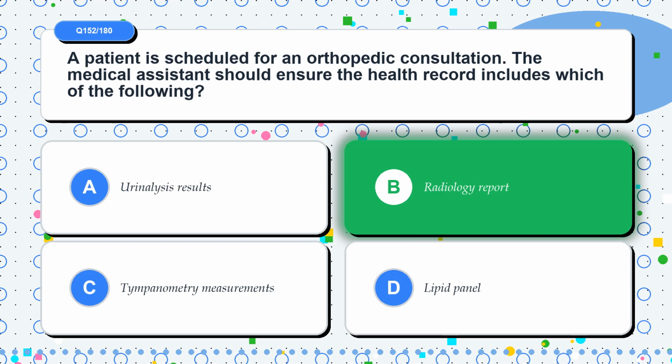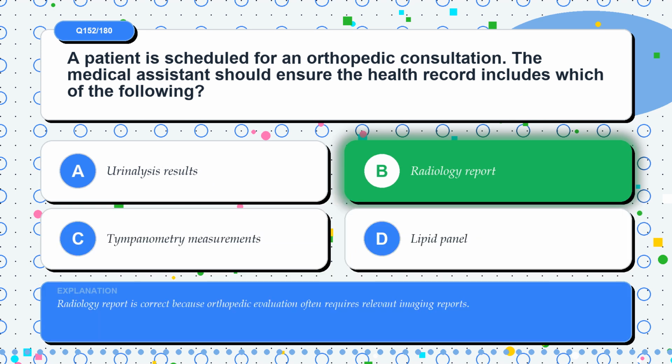The correct answer is option B. Radiology report. Radiology report is correct because orthopedic evaluation often requires relevant imaging reports.